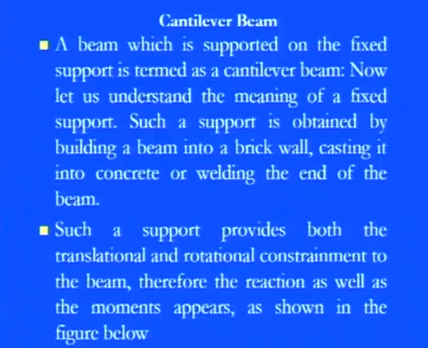So we have a beam, and if one end of the beam is rigidly supported on a fixed support, it is termed a cantilever beam. Now let us understand the meaning of a fixed support. Such a support is obtained by building a beam into a brick wall, or casting it into the concrete, or welding the end of the beam.